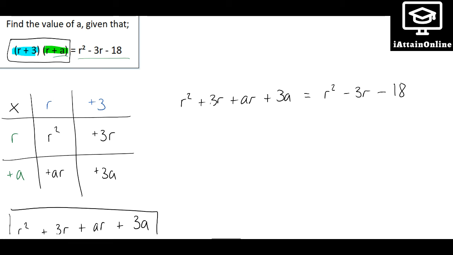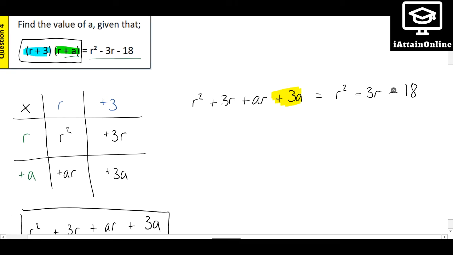What we can do now is look through this equation, and anything that's just got an a in it is going to be quite useful. This plus 3a bit represents this minus 18, because every other term on the left hand side has an r or an r squared in it. So I know that 3 plus a has to give me negative 3. I know that this bit here has to equal this bit here, because that plus 3a bit just represents the number at the end. So I know that 3a is equal to negative 18.